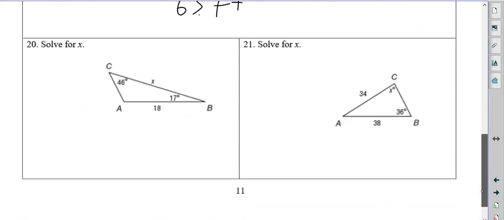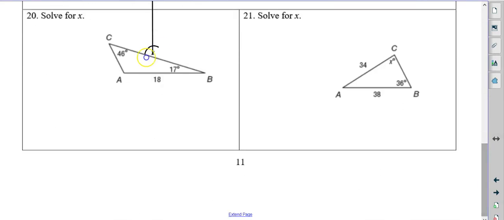Number 20, solve for x. Okay. Well, first off, this is where we do sine over side and sine over side. We don't know this side, which is opposite this angle, which we don't know, but we do know the other two angles. Okay. So 46 plus 17 is 63. If we subtract that from 180, we get 117 degrees.